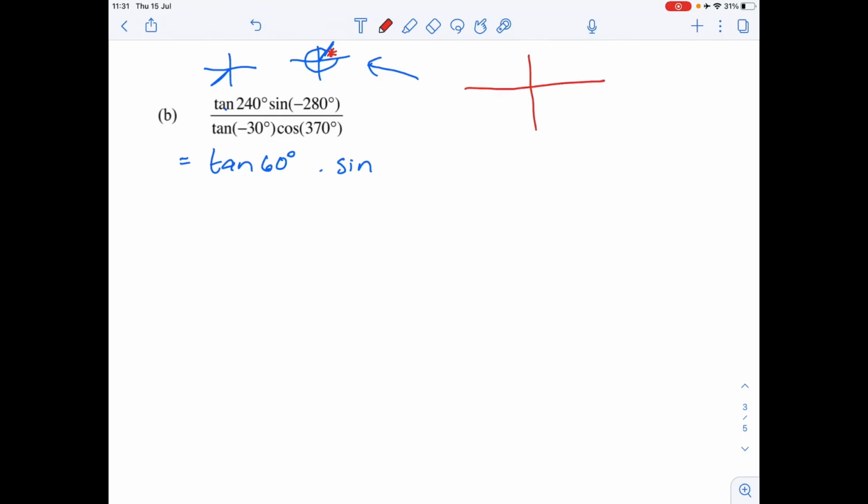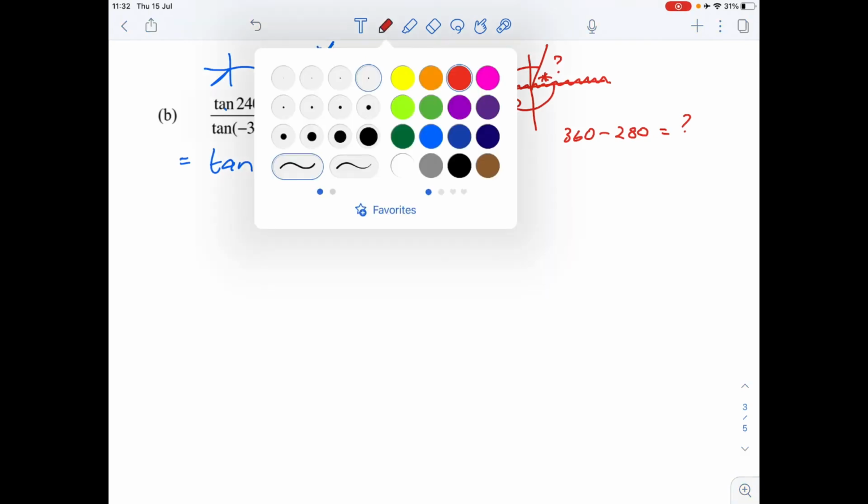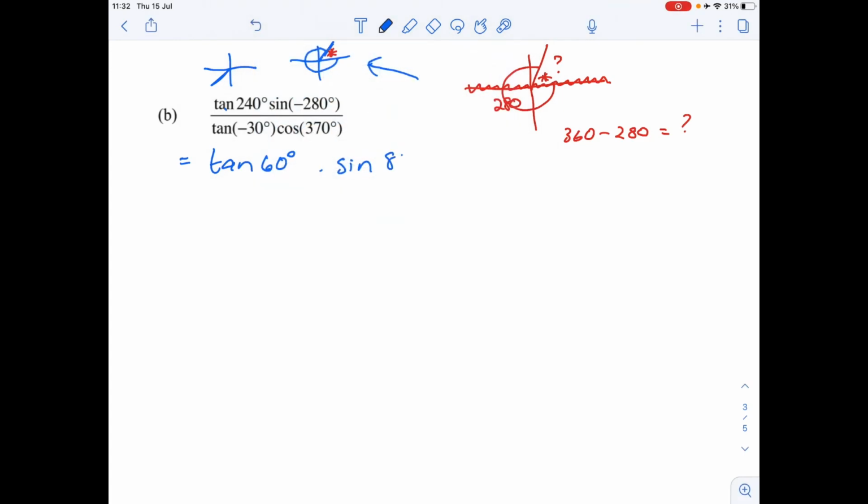So if I just recap here quickly, all the way around to there is 280. But I want the acute angle because it needs to be in terms of my horizontal line. So that, what is that there? It's going to be 360 minus 280. And that will be my acute angle. So what is that? It's 80, hey? So that's going to be 80.